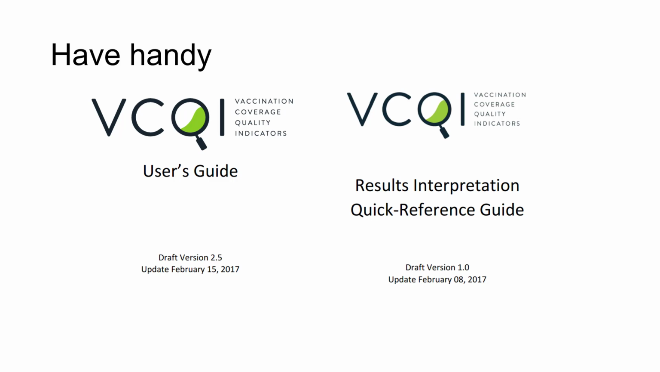While reviewing these outputs, it may be useful to have both the Wiki User's Guide and the Results Interpretation Quick Reference Guide. Both documents can be downloaded through the Wiki Users Group on the TechNet 21 website. The Results Interpretation Quick Reference Guide is particularly helpful in understanding specific results.